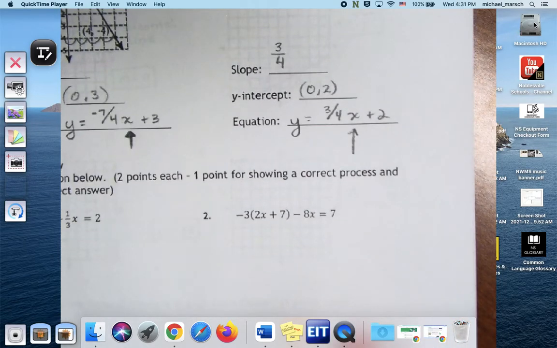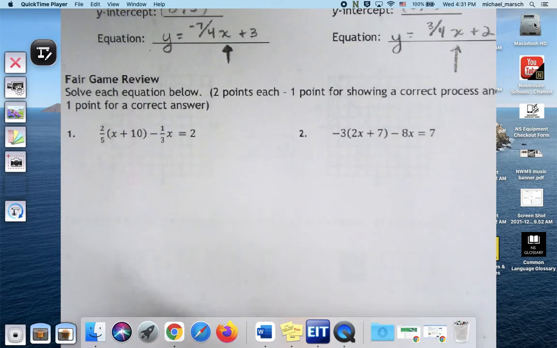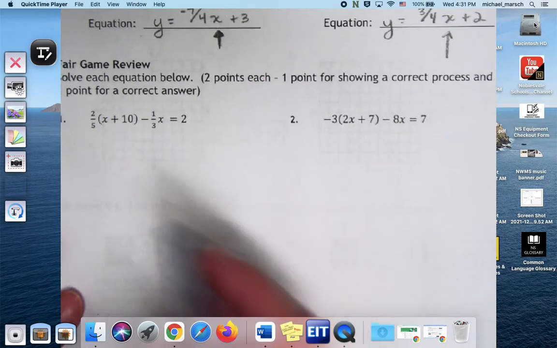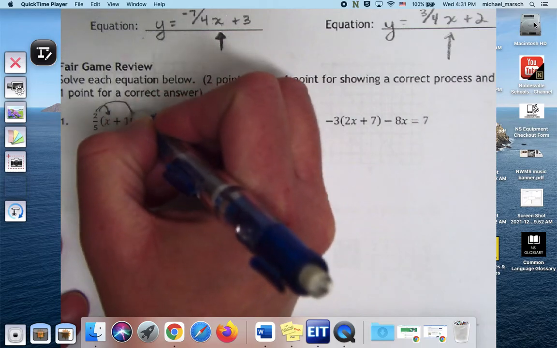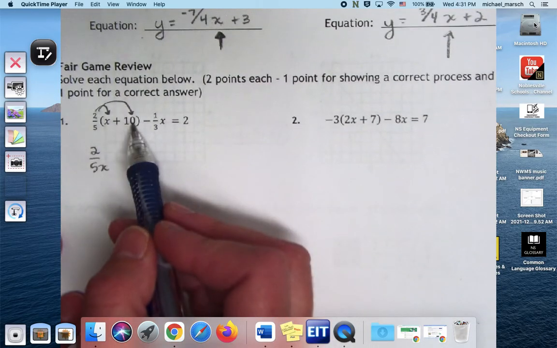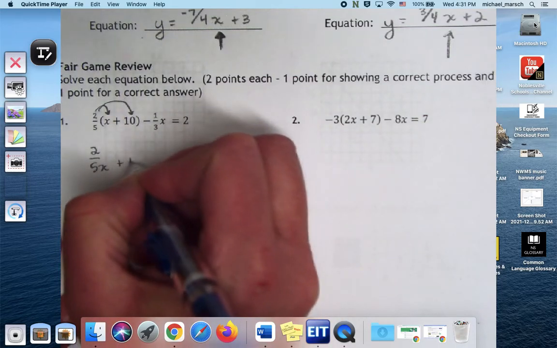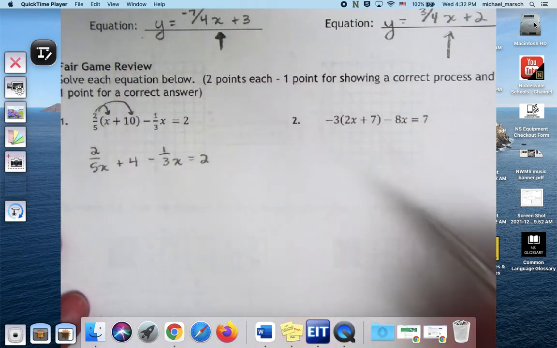See, I told you. All right, and then everybody's favorite fair game review, we've got equations. Woo! All right, so we have some fractions. First thing I'm going to do is distribute. So I'm going to get 2/5 x. 2 times 10 is 20. Divide by 5 is 4. So plus 4 minus 1/3 x equals 2.